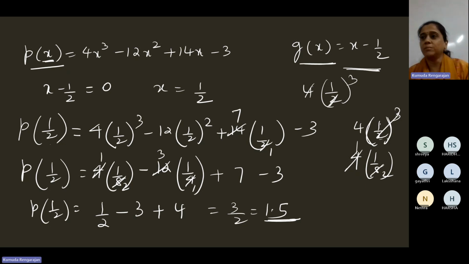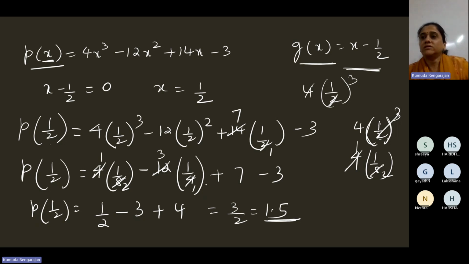So what's the procedure? First check if the divisor is a linear polynomial. Power should be 1. The variable can be x, y, z, any variable, but the power should be 1. The divisor should be a linear polynomial. Dividend can be anything. It will be more than 1. So you don't have to bother with the dividend. If this condition is satisfied, then you can use the remainder theorem.